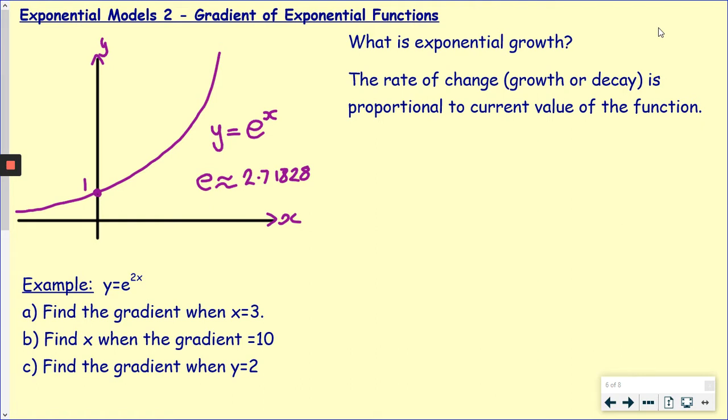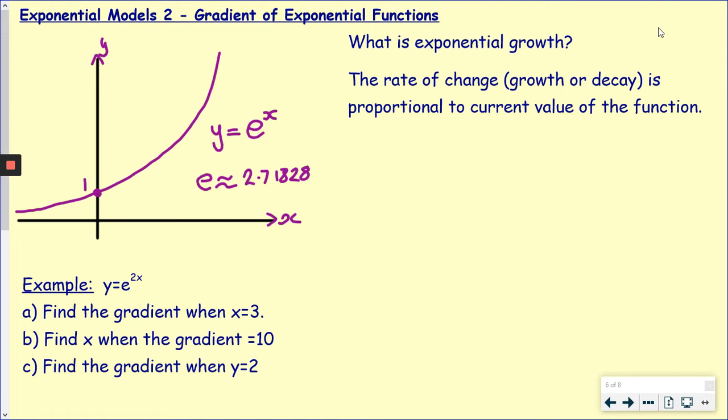There are many other cases where this is also true. Radioactive decay is another example. If you have a lump of uranium, the number of uranium atoms that are decaying and causing radiation is proportional to the number of uranium atoms that are actually in that block of uranium at the time.